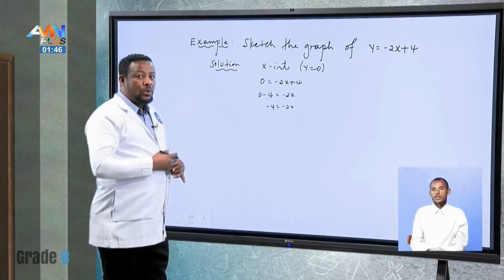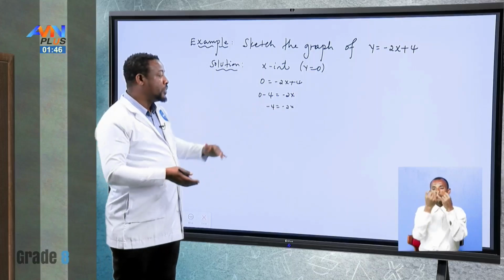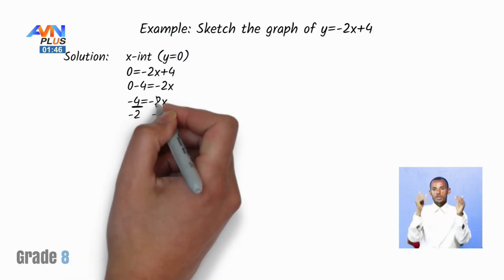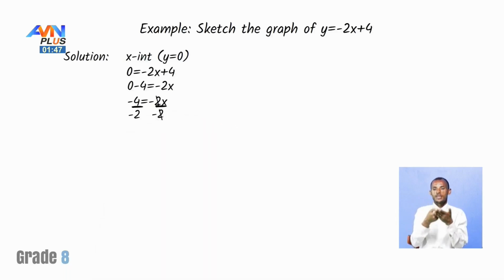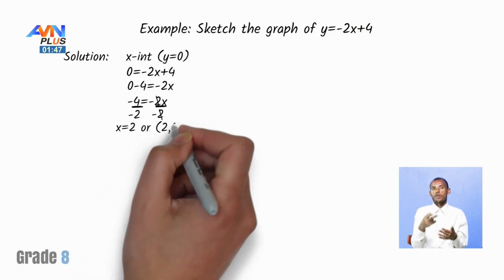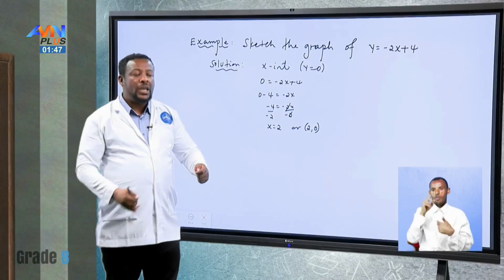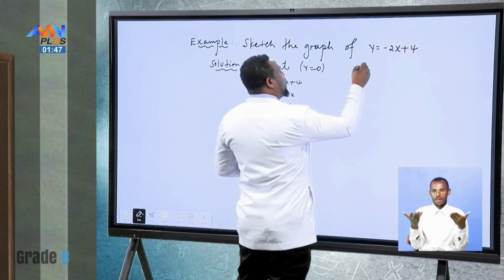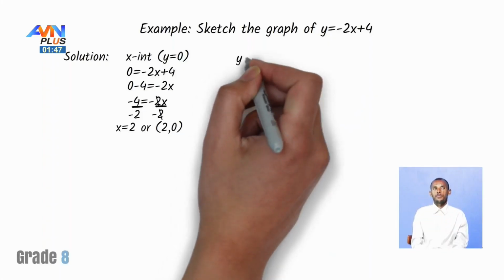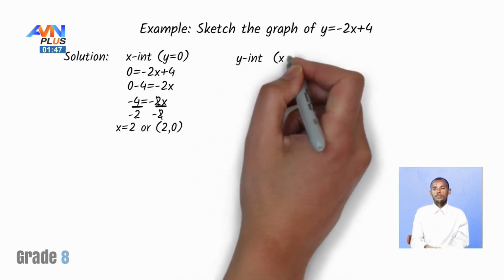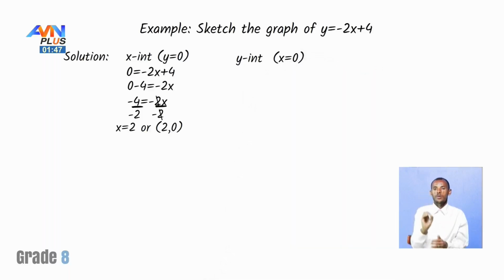Now the x value can be obtained by dividing both sides of this equation by minus 2. So x becomes minus 4 over minus 2, which is positive 2. Okay, so this is the x-intercept, or you can put this in the form of the ordered pair (2, 0). We have one point at which the graph crosses the x-axis. The other thing is the y-intercept. Can you tell me what I should do to find the y-intercept? Well, if you say take x is equal to 0, you are correct.